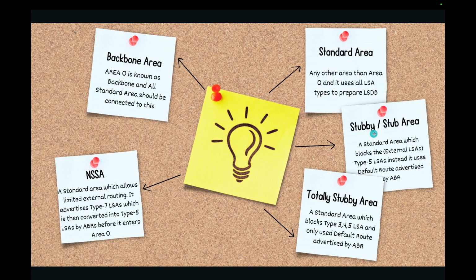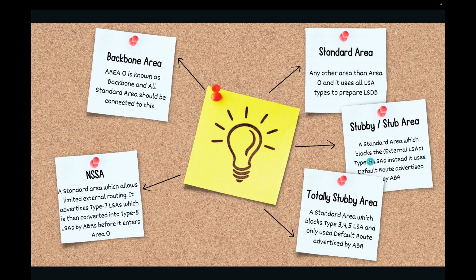Now we have the third category, which is stubby area or stub area. Any standard area which blocks the external LSAs, let's say type 5 LSAs, which are external LSAs. We use type 5 LSAs to advertise the routes that are learned via some other routing protocol, let's say RIP or BGP. If you want to advertise those routes, we use type 5 LSAs. And the standard area which blocks these type 5 LSAs is known as a stub area.